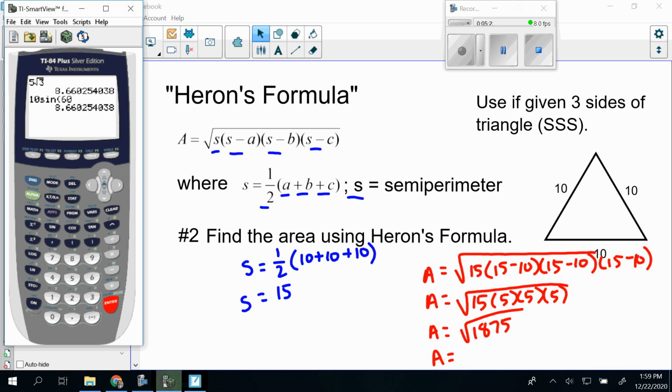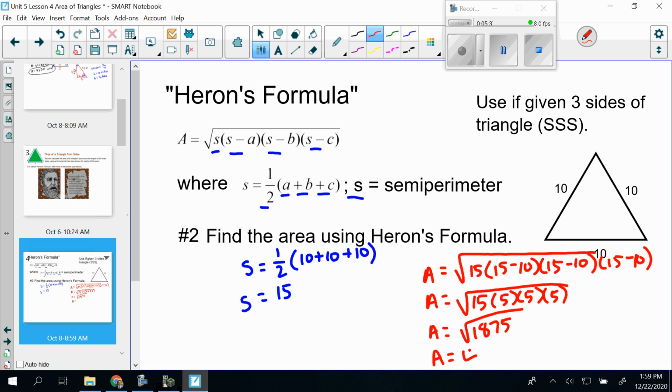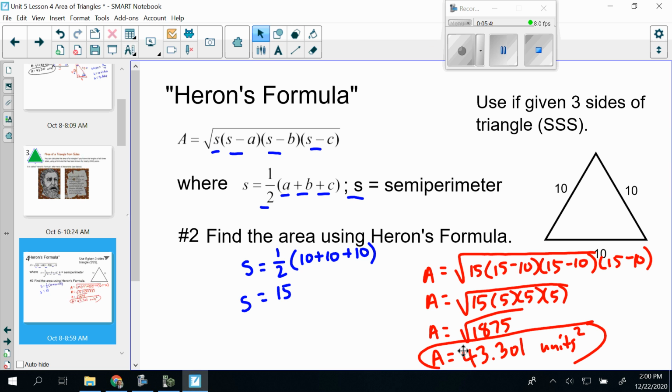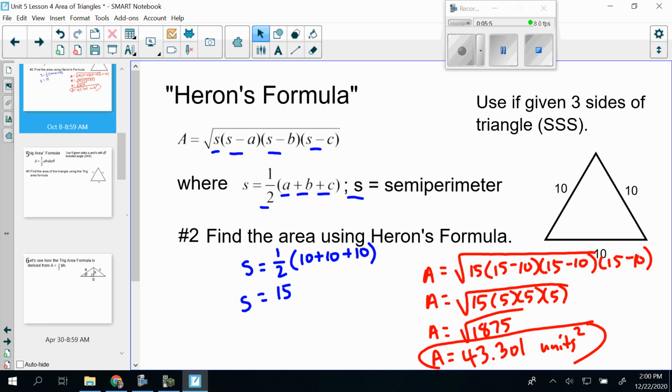the same answer. So if we put in here square root of 1,875, you can see we get that same answer of 43.301 that we got in the last one. And that was the area that we got before, and it should be the same if this formula works out. So units squared here. So that formula is another way, if you know all three sides, that you can find it. And the sides don't have to be the same length like they were there.